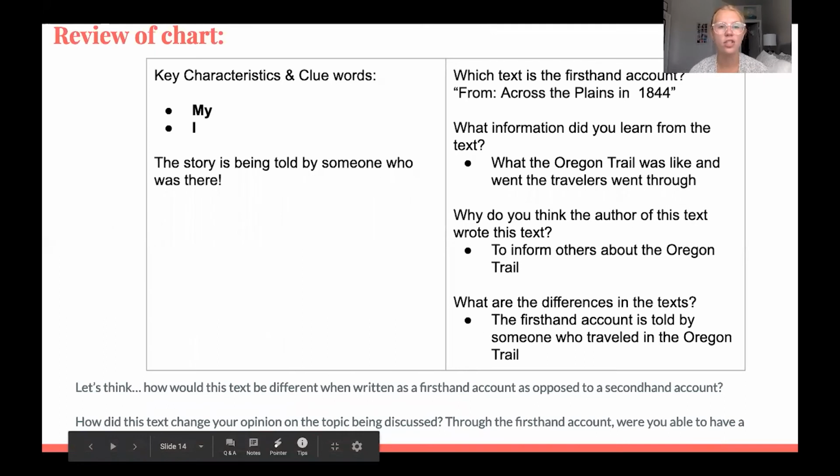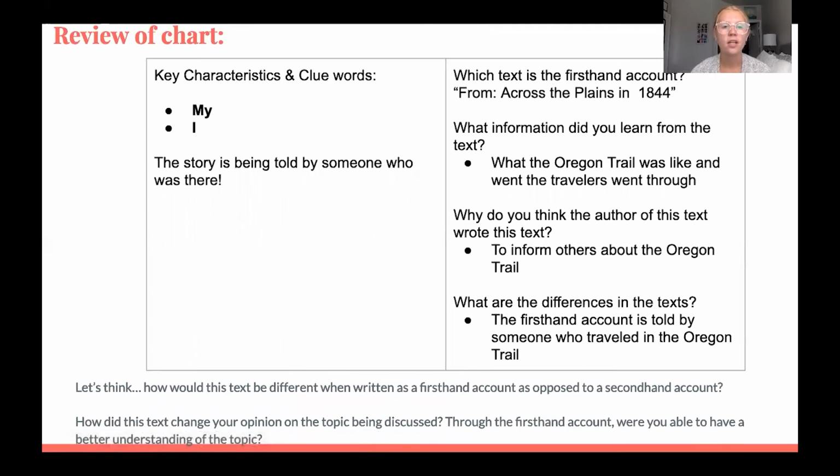So, the review of the chart. The clue words in the text, which was the first-hand account, were "my" and "I." Those are the clue words. In key characteristics, we were able to look at the story and tell that the story is being told by someone who was actually there.